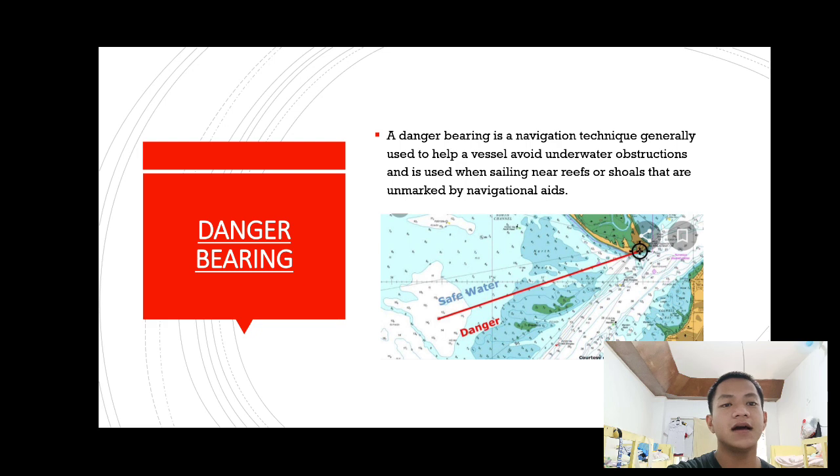Danger bearing. A danger bearing is a navigation technique generally used to help a vessel avoid underwater obstructions, and it's used when sailing near reefs or shoals that are unmarked by navigational aids. What are danger clearing lines in navigation? When you want to ensure you are avoiding a hazard, a simple pilotage technique is the use of clearing lines. These are bearings of a charted object such that staying on one side of the bearing line keeps you in safe water.